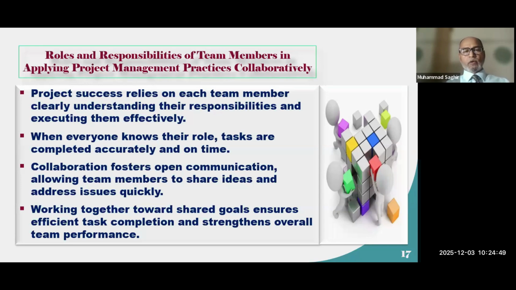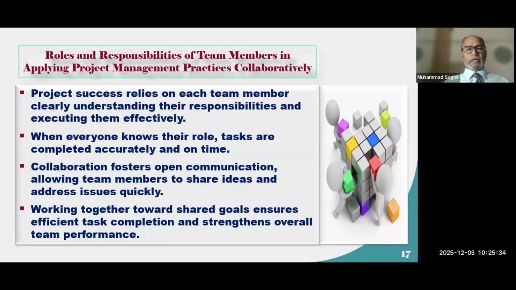When everyone knows their role, tasks are completed accurately and on time. So in that case, you can say that a manager has a lead role in order to assign the tasks and monitor so that it is completed accurately and on time. And side by side, the manager plays a team lead role in order to assist and help their team members when they face any problem.